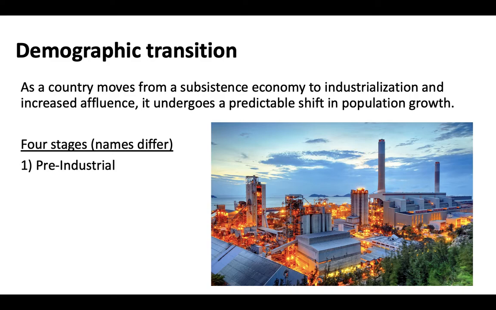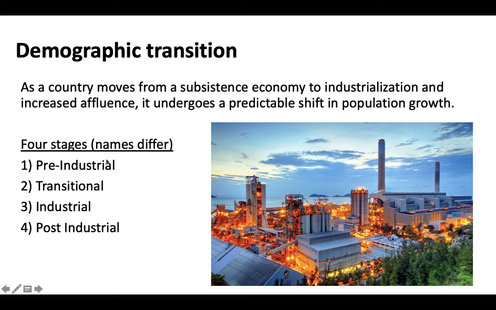The first stage is pre-industrial, the second phase is transitional, the third phase is the industrial phase, and the last phase is post-industrial. Pretty self-explanatory. And what I want to do now is zoom in on each phase and look at what's happening in each phase and how that's going to impact the population.